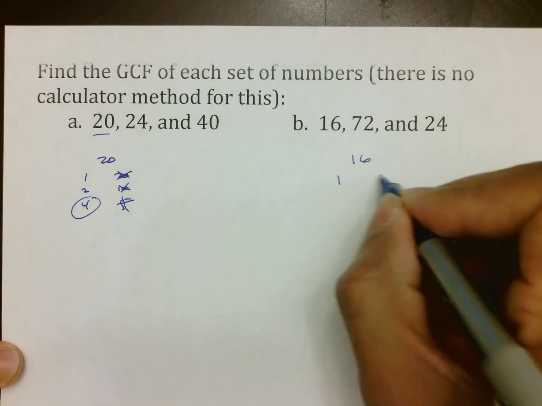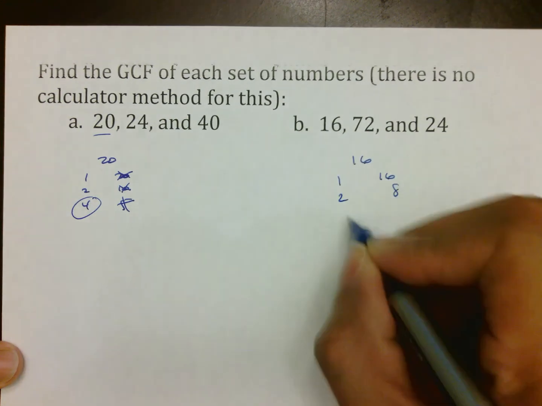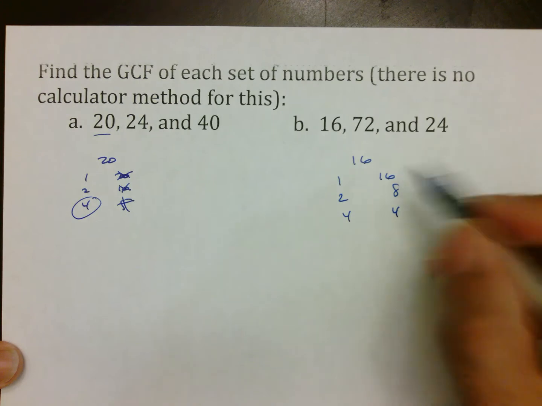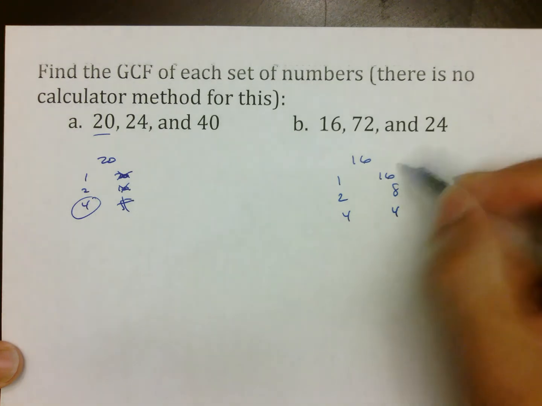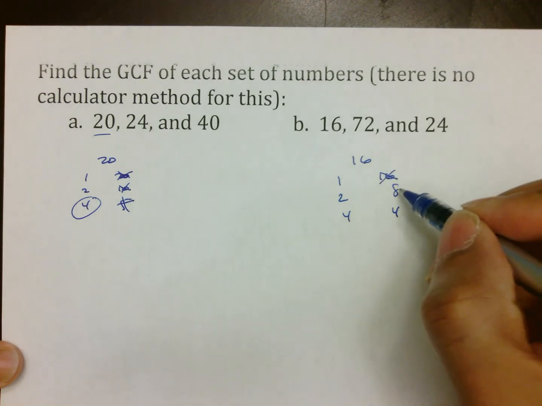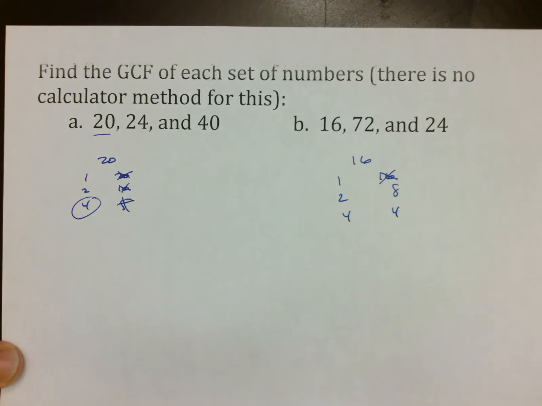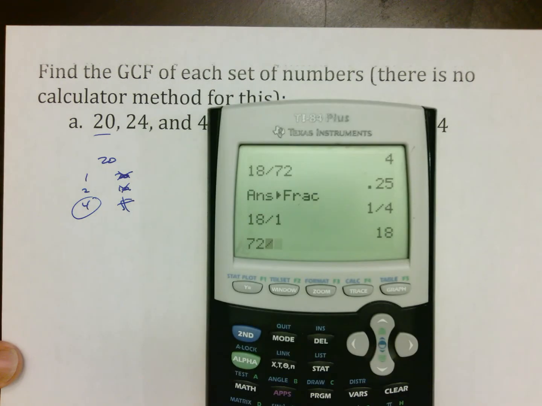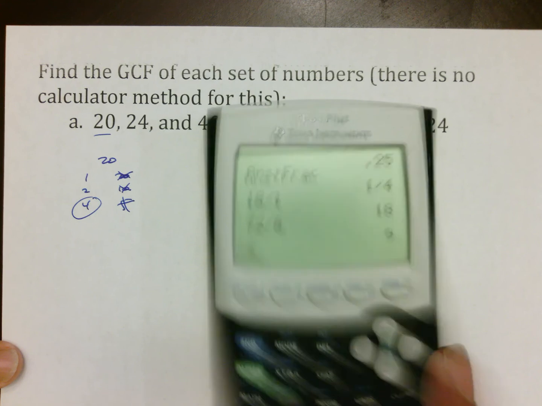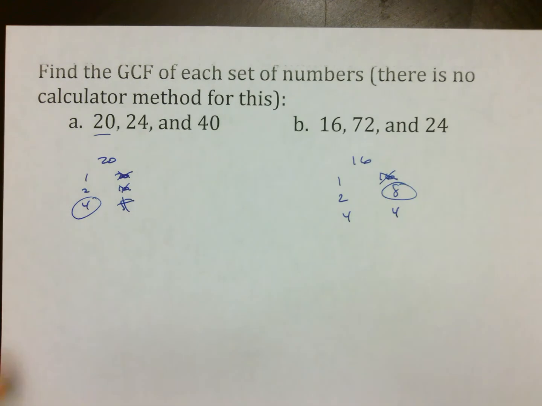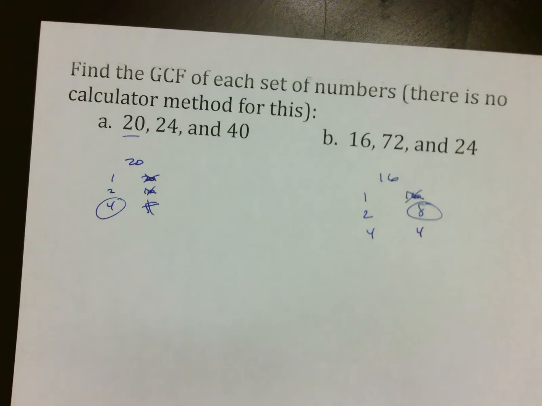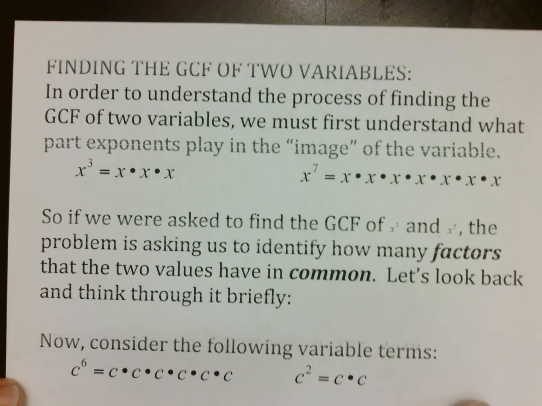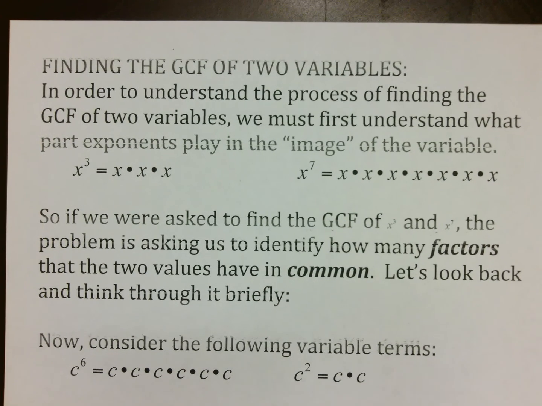All right. 16, 72, and 24. So we look at 16. 1 times 16, 2 times 8, 4 times 4. I know for a fact that 16 does not go into 24. 8 goes into 24. I believe 8 also goes into 72. Yes, it does, which means that the number that works in this is 8. All right, so that is how you find the GCF of sets of numbers, either using the calculator or using the factor trees.